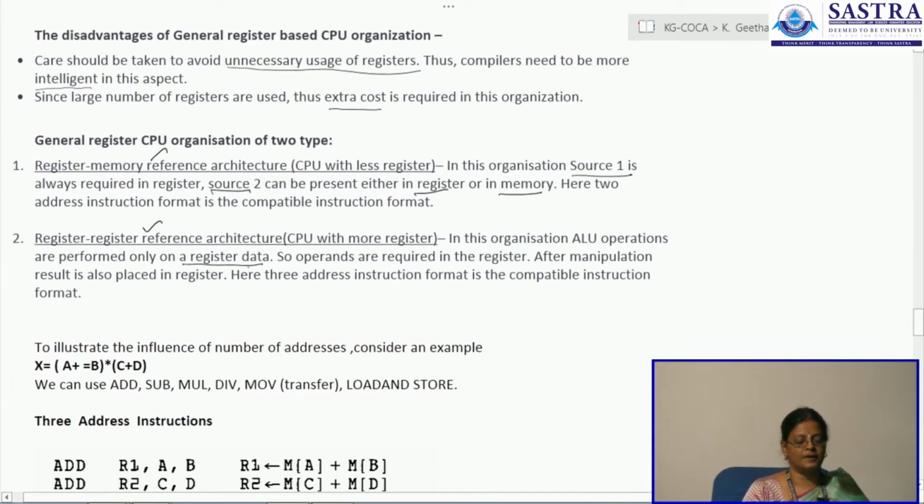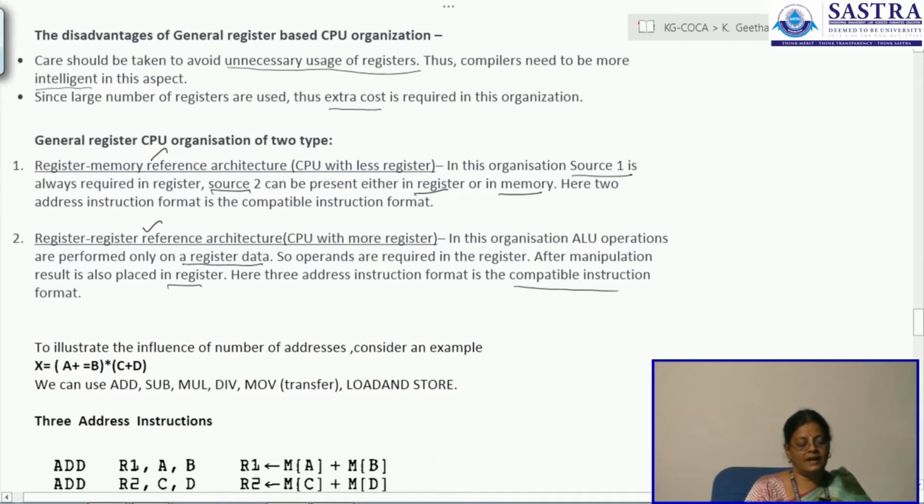be minimal. So operands are required or expected to be loaded in the register well in advance before executing the instruction. After calculation, the result will be again stored back in the register itself, and the address instruction format is very much compatible when we consider this type of category.